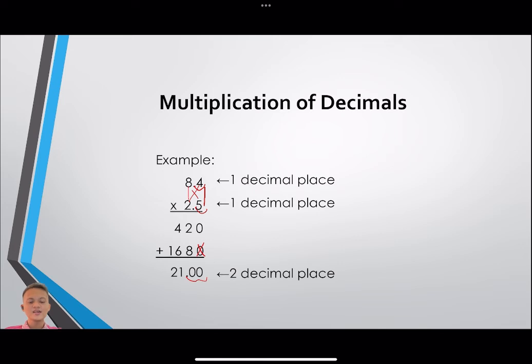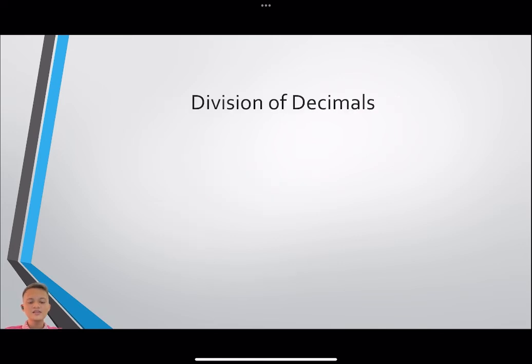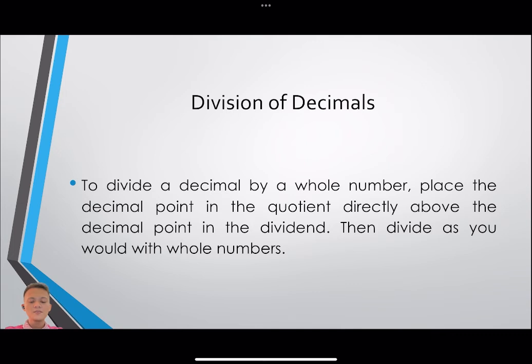Okay, next. To divide a decimal by whole number, place the decimal points in the quotient directly above the decimal point in the dividend. Then divide as you would with whole number. So, kailangan lang nating i-place yung decimal points into the quotient, dun sa sagot, directly above the decimal point.